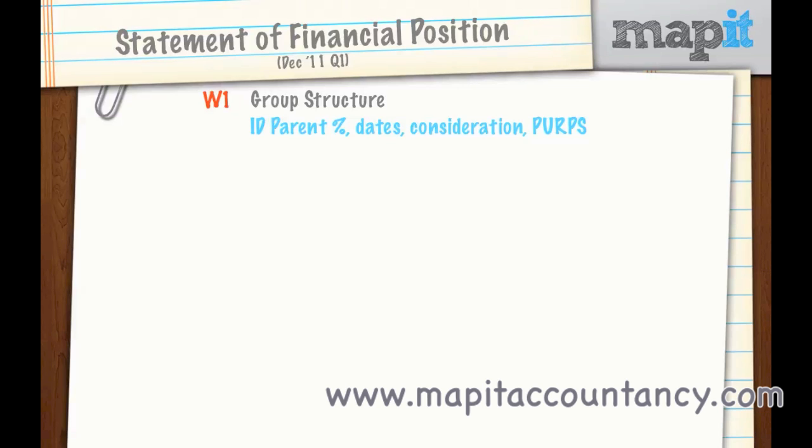So pause the video now, have a look at this question. You should have printed it out and you should have it in front of you. Read through it and see if you can set out the group structure. So who the parent is, who the subsidiary is, are there any others within the group, how that group is structured, and what dates everything has happened. So identify all of the important dates that there are with reference to that question.